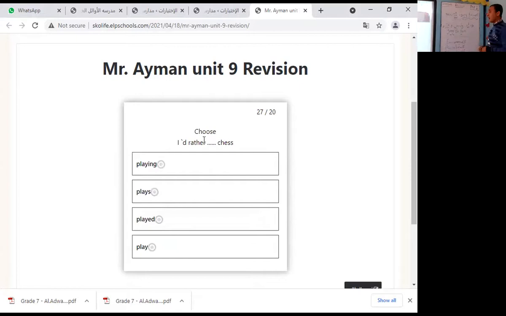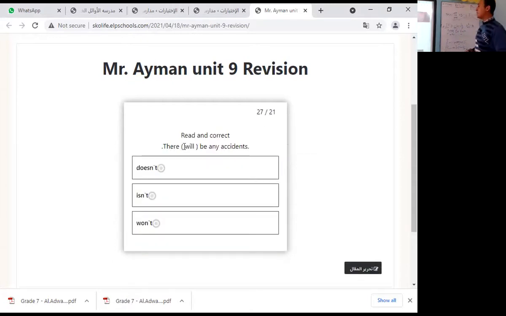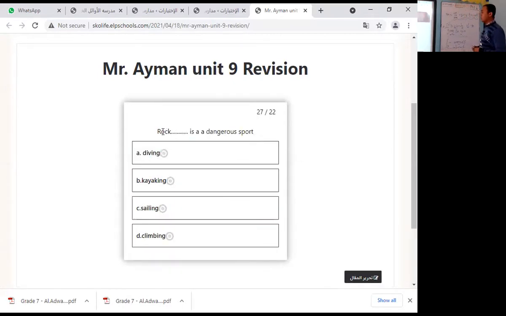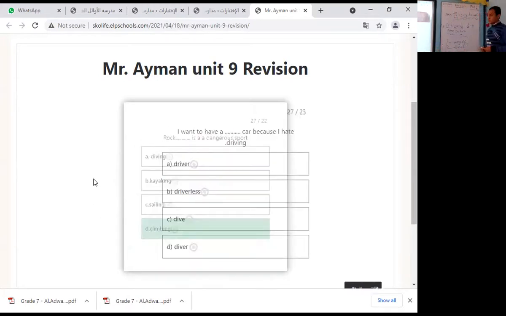Number 20, I would rather, as we said before, after would rather we use what? We use infinitive. I would rather play chess. Number 21, there will be any accidents. Can we say there will be any in negative? So the answer is there won't be. Number 22, rock space is a dangerous sport. Rock what? Rock diving or kayaking or sailing or D, climbing. Yes, the answer is D, rock climbing is a dangerous sport.